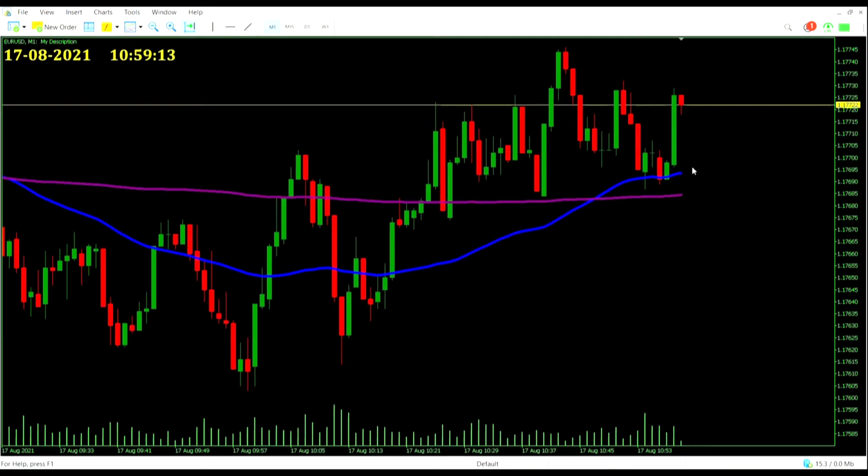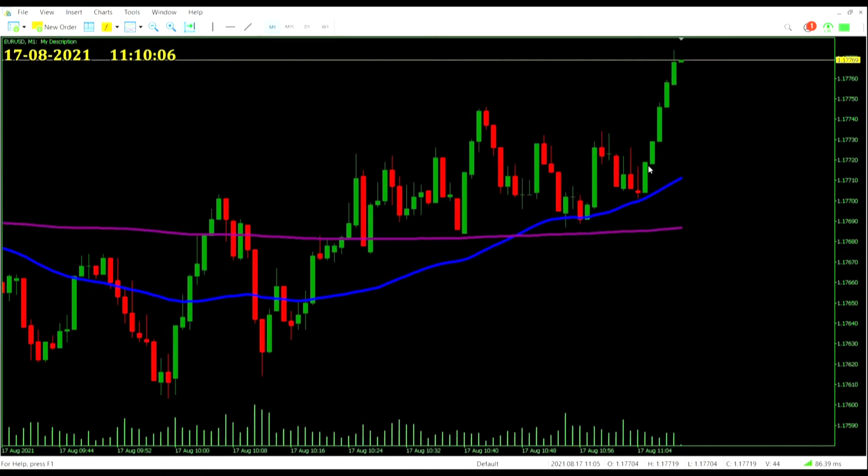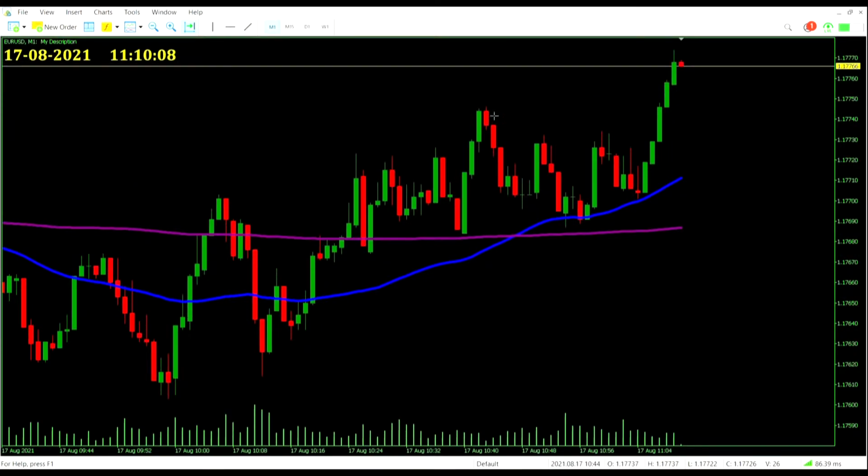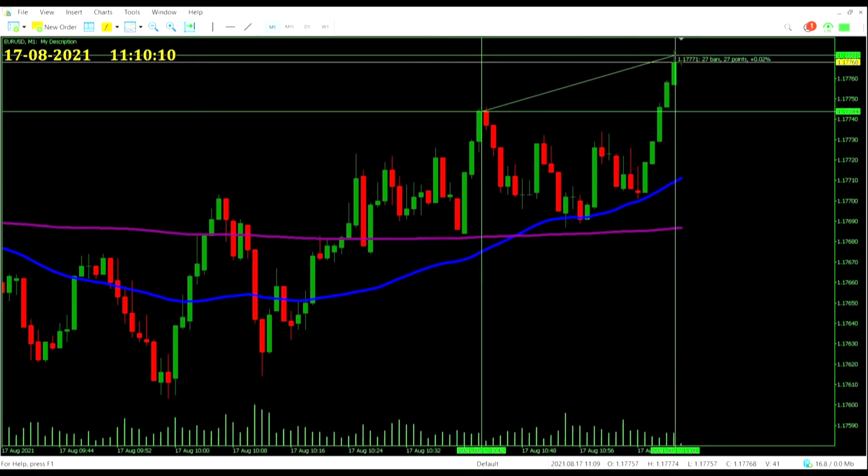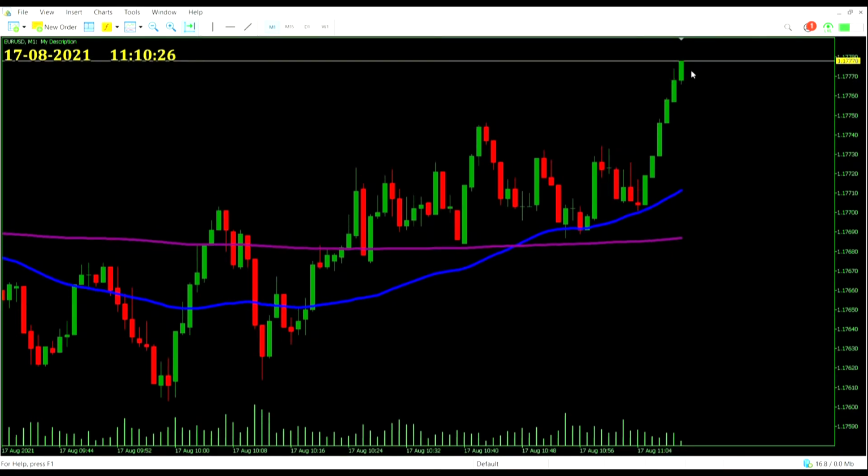We need that downward price. We want to see it below the 50, below the 200, get that 50 turning and get us into a sell trade. Price getting on a bit of a run there as it gets to a higher high from here to here. Yeah, look at that run there.